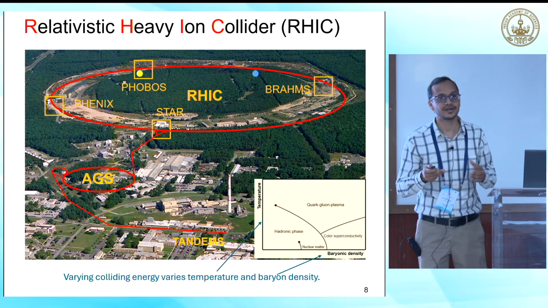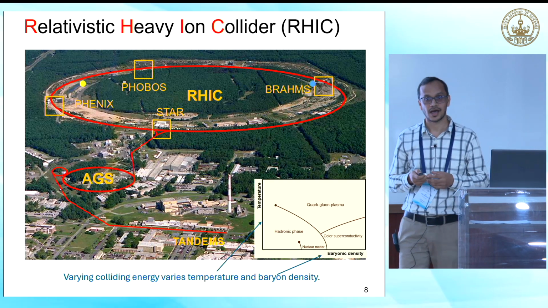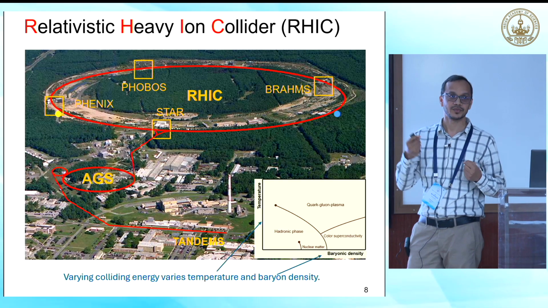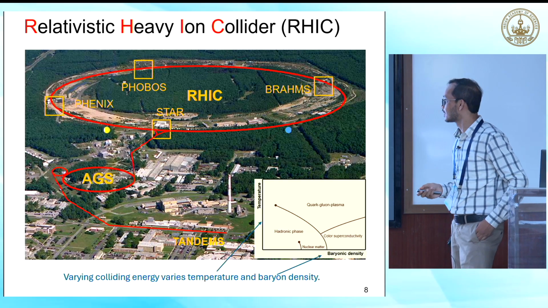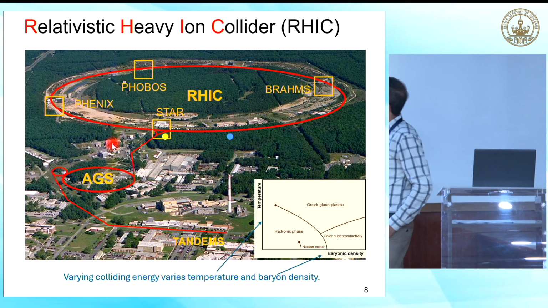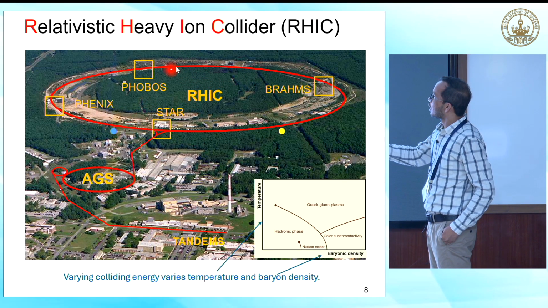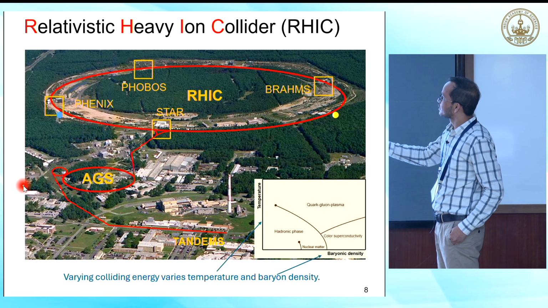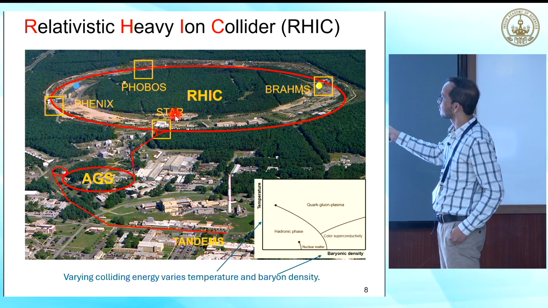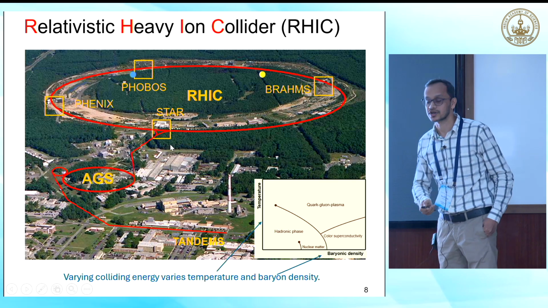Here, generally we use gold ions. Ion means we strip off all electrons from the atom, and you get a positively charged nucleus. And you can see there are 4 different experiments here. All of them are actually not running. Only the STAR experiment, this one, is running, where I am working.